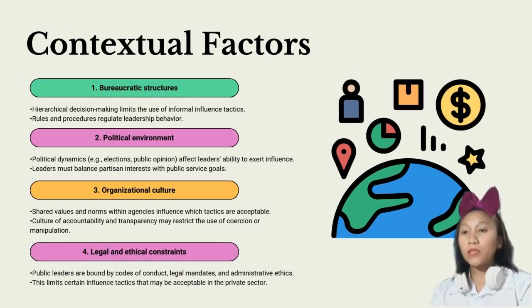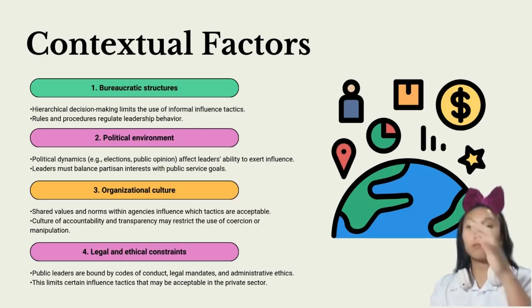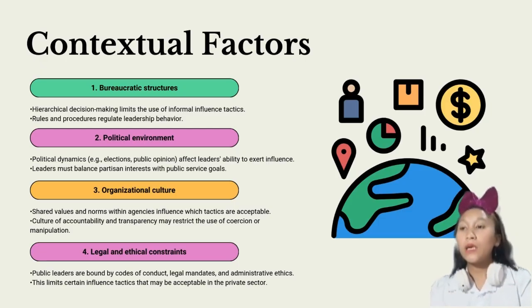Contextual factors influencing the exercise of power. The public sector operates within a complex environment shaped by various contextual factors that impact the exercise of influence and power. So first we have the bureaucratic structures. Public sector organizations are often highly hierarchical with clearly defined roles and responsibilities. This structure can limit the flexibility of influence tactics and constrain informal methods of persuasion.